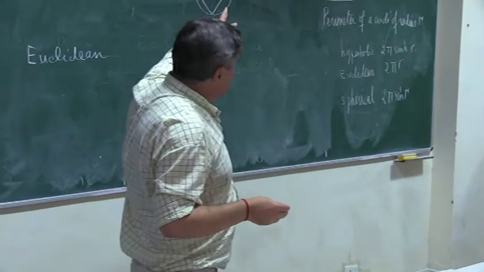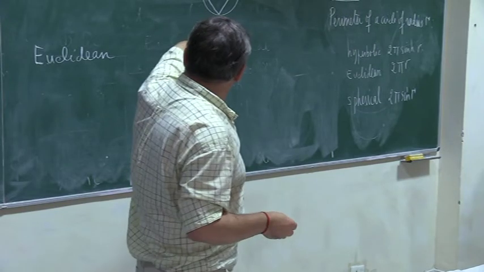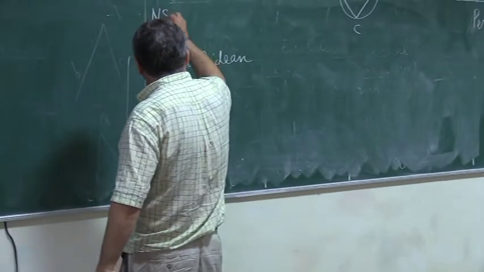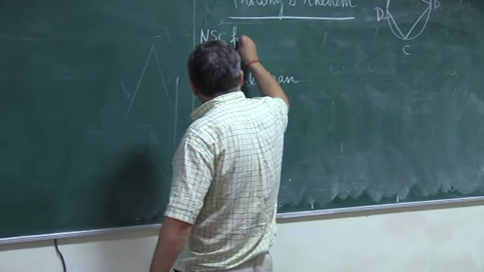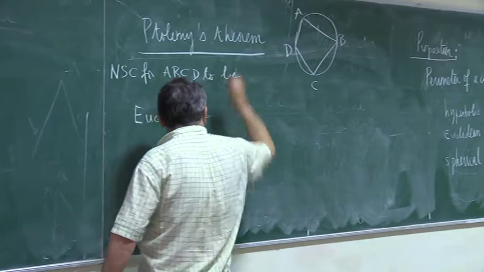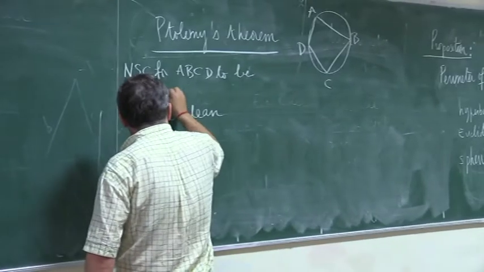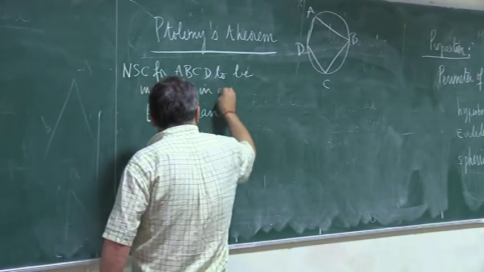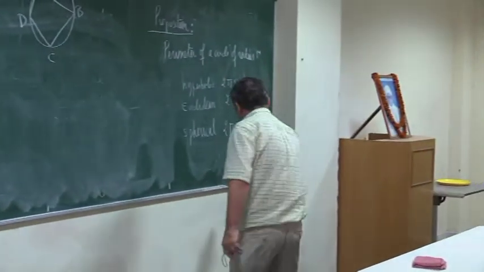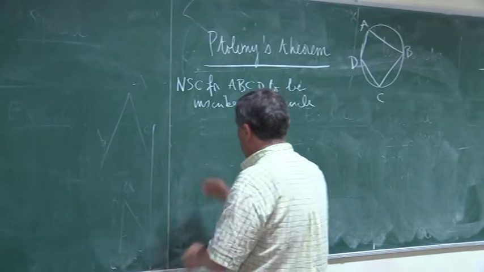With these trigonometric formulas, you can prove this Ptolemy relation, which I will state now, Ptolemy's theorem, which tells you this is a necessary and sufficient condition for the quadrilateral ABCD to be inscribed in a circle. So let's start with the Euclidean case. The Euclidean case.